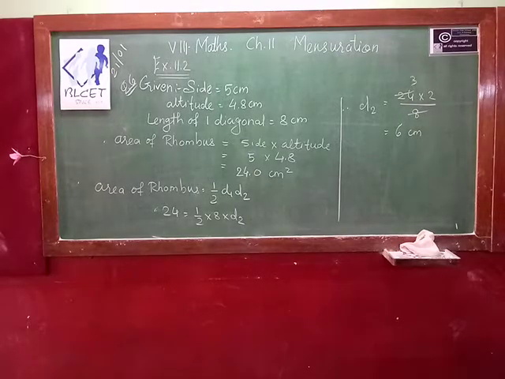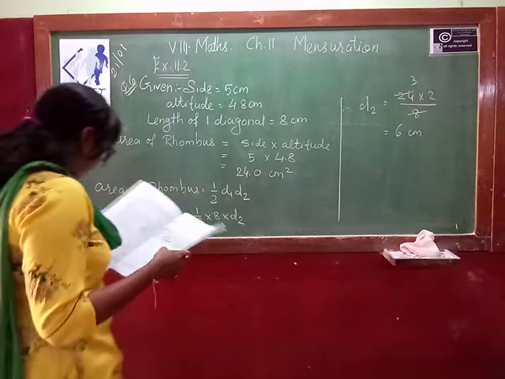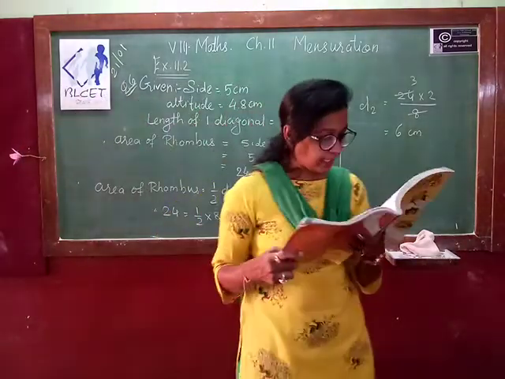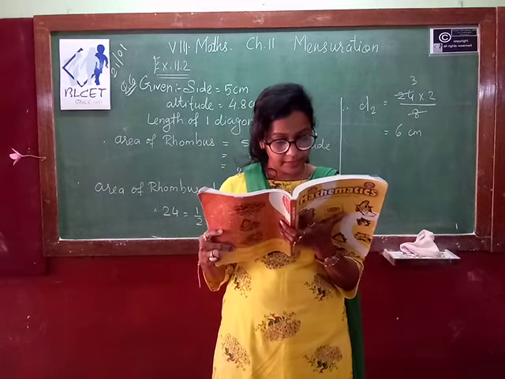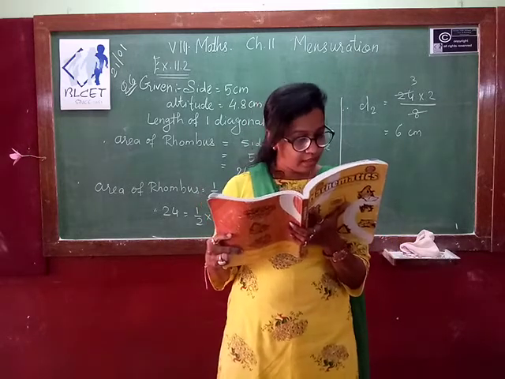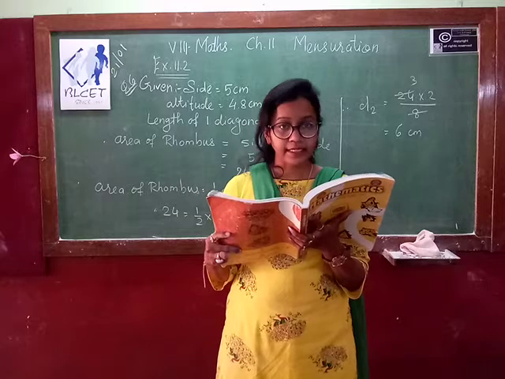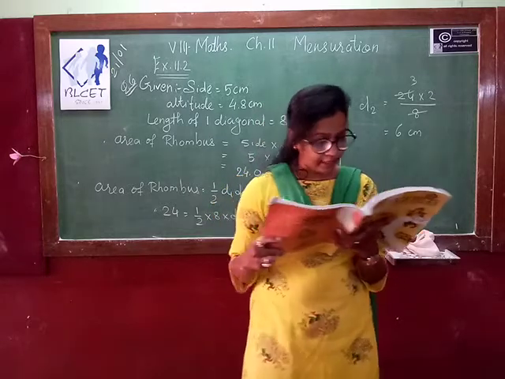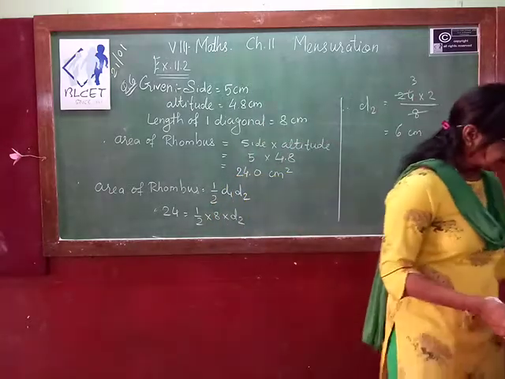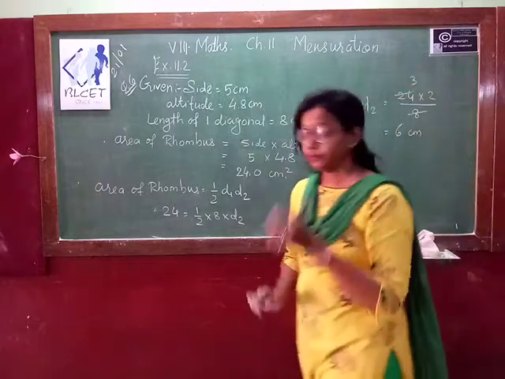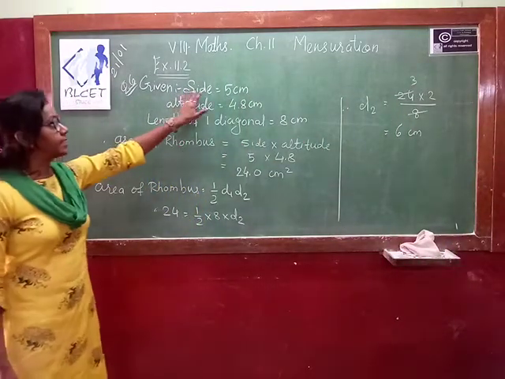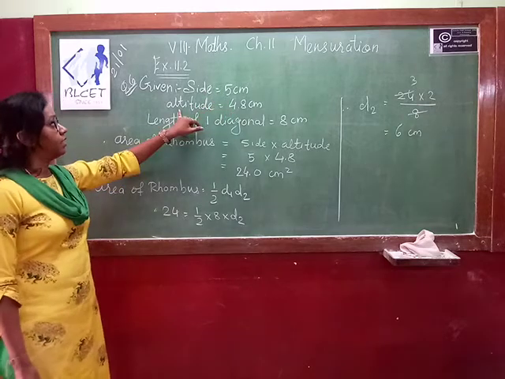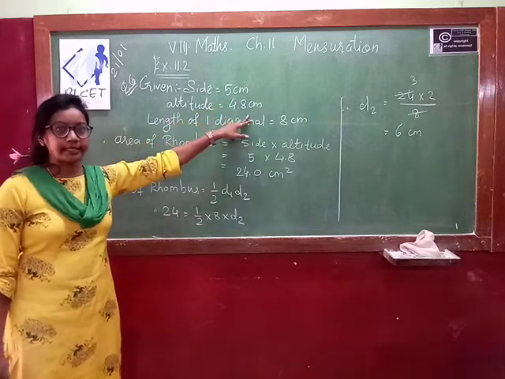Now see question number 6. The question is, find the area of a rhombus whose side is 5 cm and whose altitude is 4.8 cm. If one diagonal is 8 cm long, find the length of the other diagonal. So let's see how to solve the question. What is given? Side is given, that is 5 cm. Altitude is given, that is 4.8 cm.